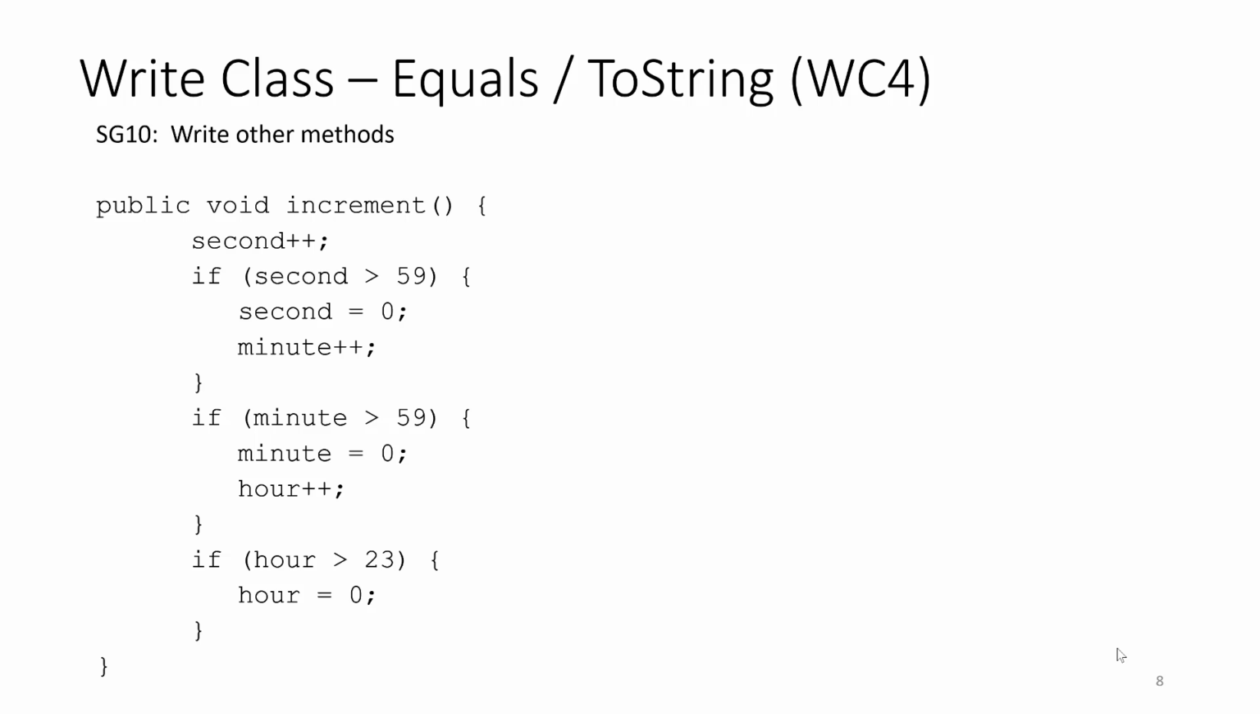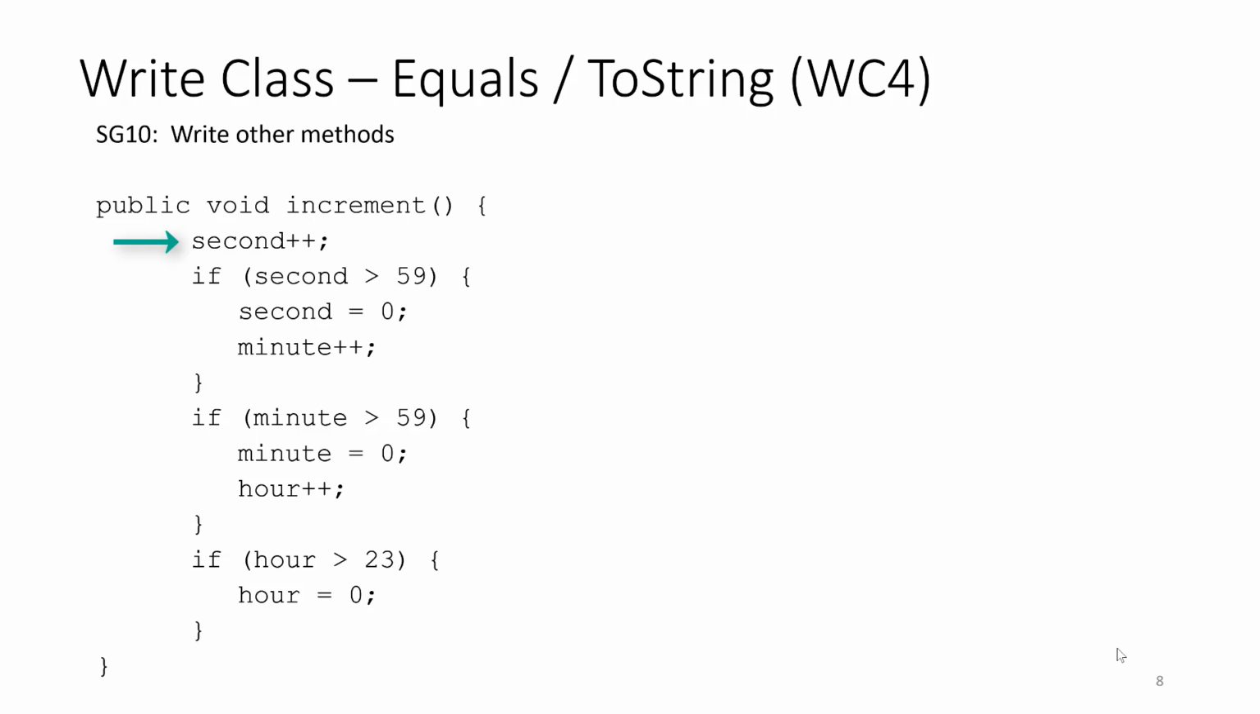Subgoal 10 is to then write any other methods that are needed for this class. One thing that you might want to do with a time is to increment it. So we're going to create a facilitator method called increment that returns nothing and takes no parameters. The idea is to add 1 second to the existing time.